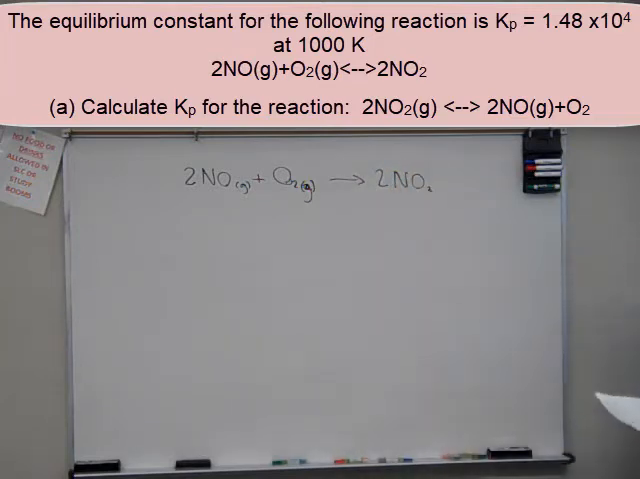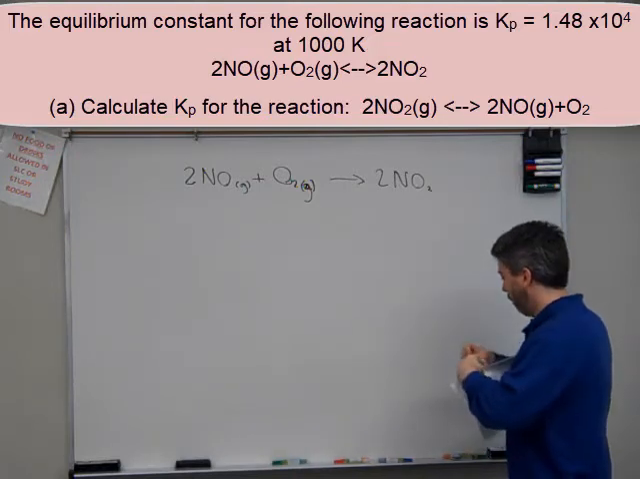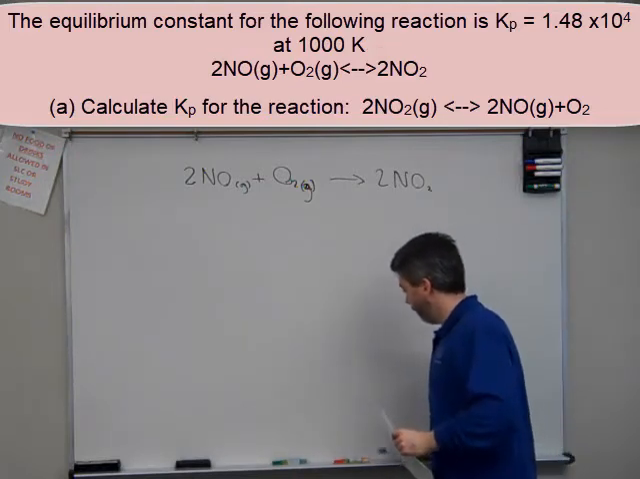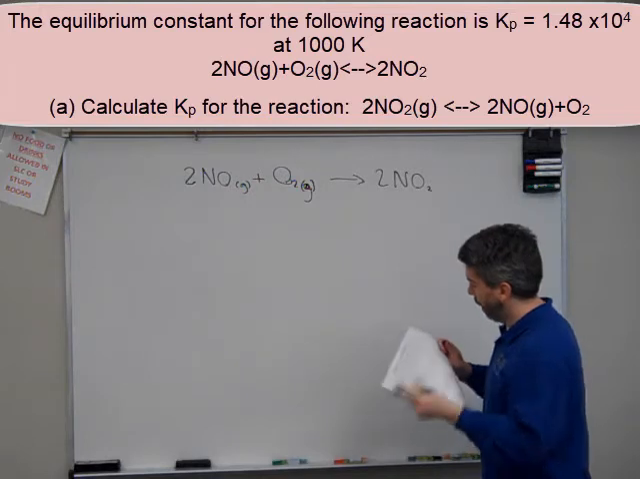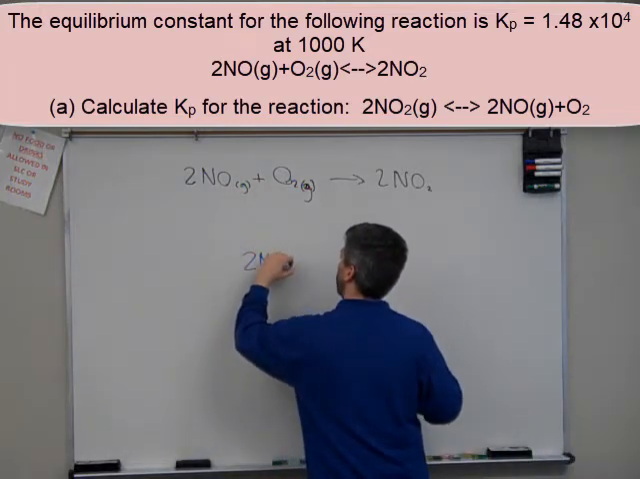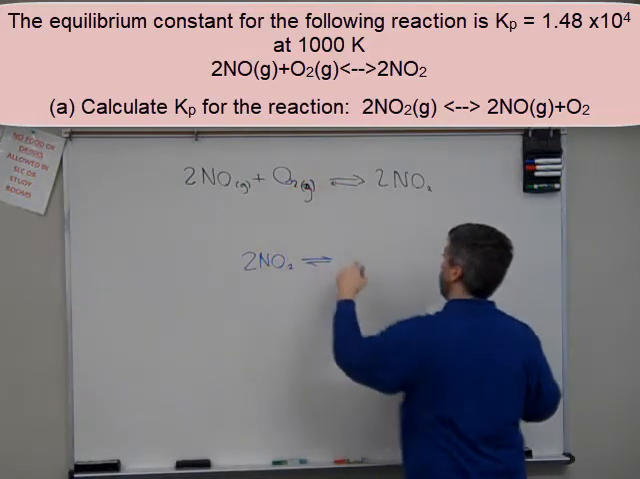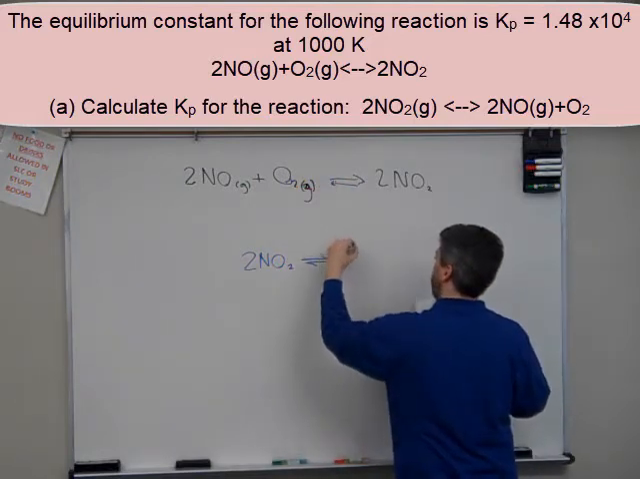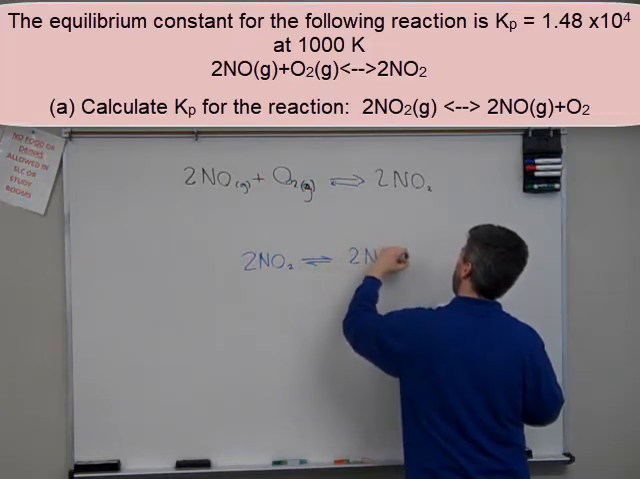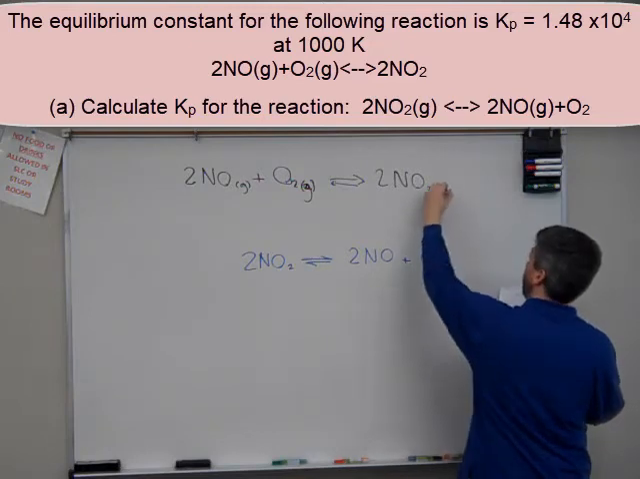Okay. So then it asks us for part A that we have to solve for what the equilibrium constant is for this reaction. 2NO2 is in equilibrium with 2NO plus O2. Of course, this is a gas as well.